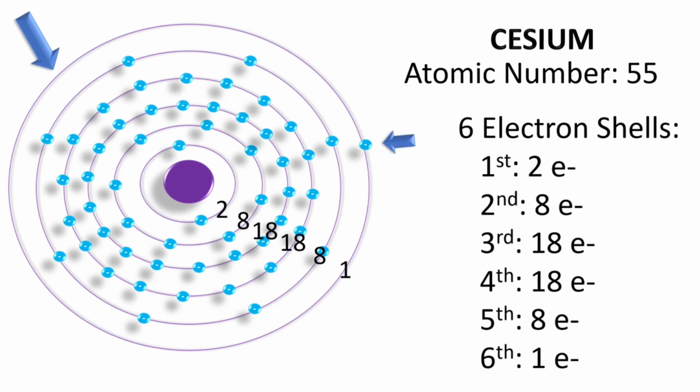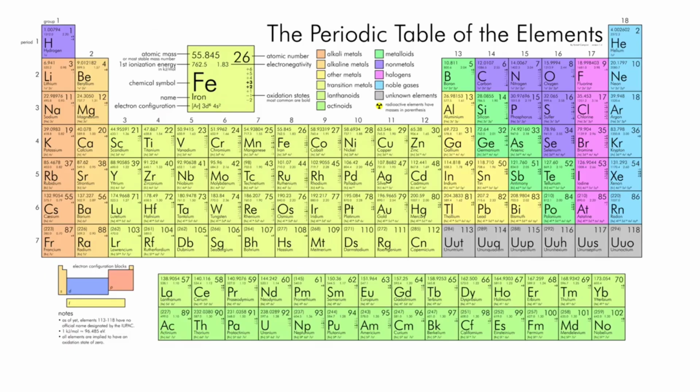The same case is with cesium. You can see it has 1 electron in that outer shell. Another effect we call the shielding effect also contributes to this.